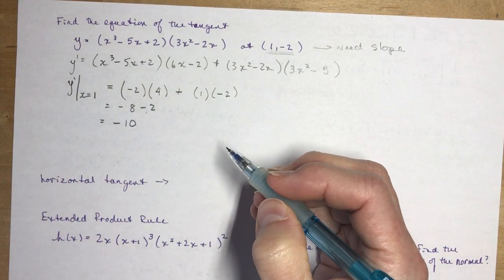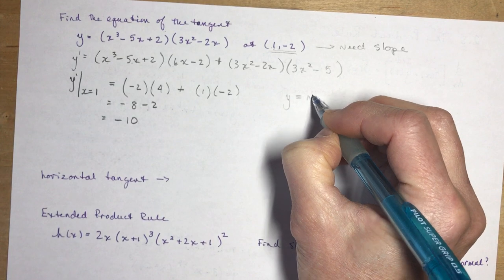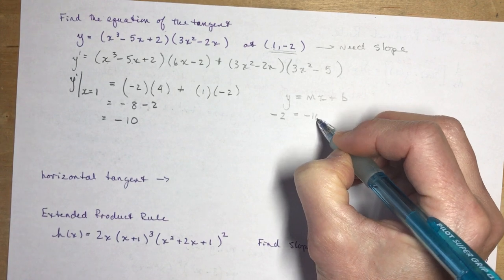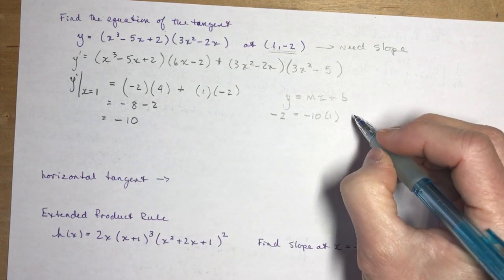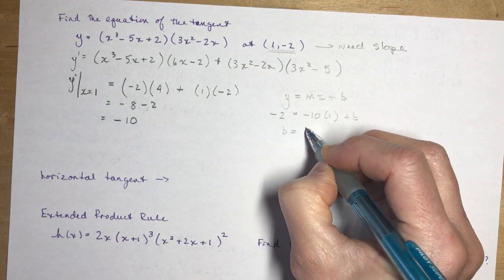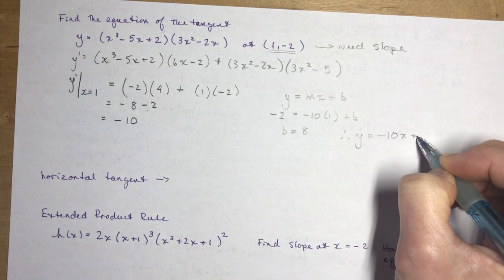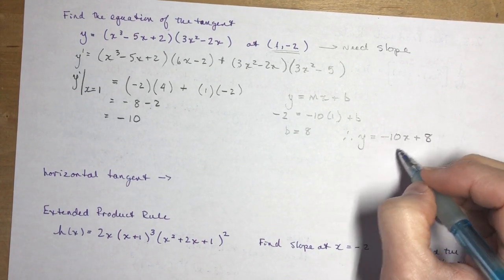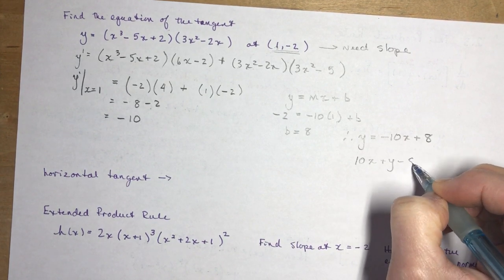So that's my slope. Now I have the point and I need the equation. So using y equals mx plus b, I plug in my point. So that's minus 2. My slope was minus 10. My x is 1. Okay, x, y, slope plus b. So minus 10, I add it to the other side. That gives me b is equal to 8. So y is equal to minus 10x plus 8. Okay, or in standard form, oh, let's do it. Usually your a is positive, so we'll bring it over this way. 10x plus y minus 8 equals 0.